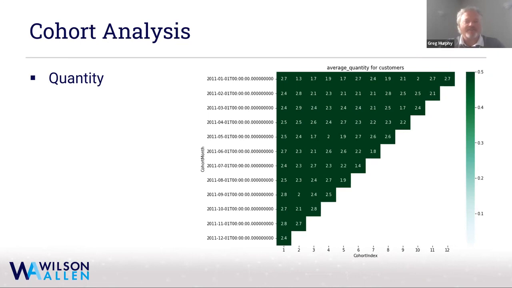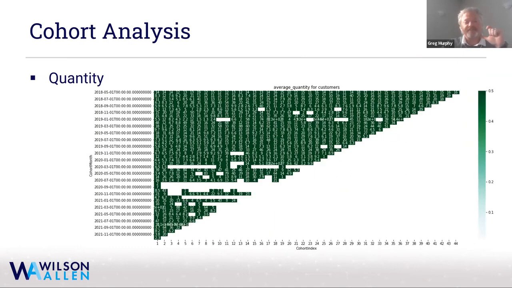Quantity is another one. So average quantity for customers, we can look at this by cohort, and we're able to see how much people are purchasing. And again, this is a nice distribution of what you can see based on some of our demo data. Again, you can see very similar the breakdown for the pandemic, which has been normalized since then.